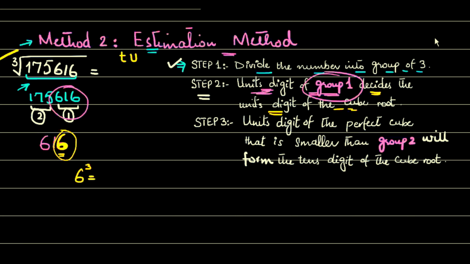The cube of 6 is, we know, 216. So what is the unit place of it? 6. So we will write this 6 here. Clear till here? Okay. Now, move next.